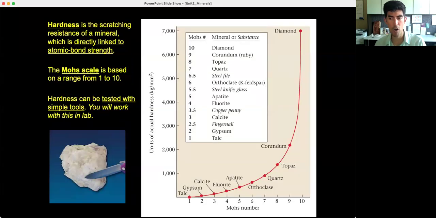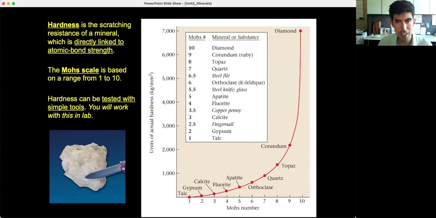Just a little bit more about hardness. Remember, hardness directly relates to the types of bonds that are being used to connect the atoms inside the mineral. The minerals that have the weakest bonds have the lowest score on the Mohs hardness scale. The atoms that have the strongest bonds, those covalent bonds, are going to have the highest number on the Mohs hardness scale.